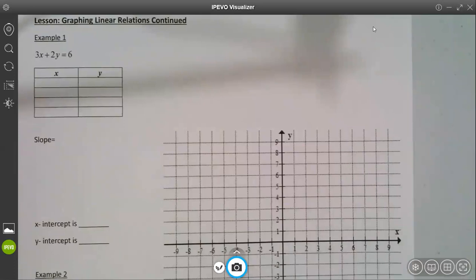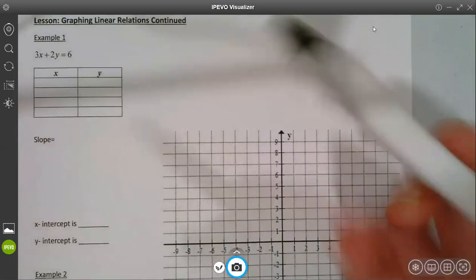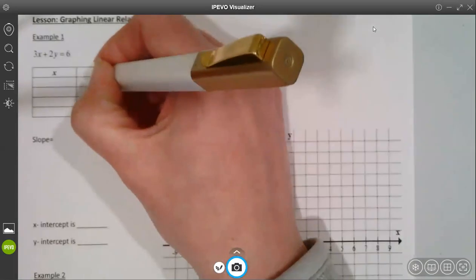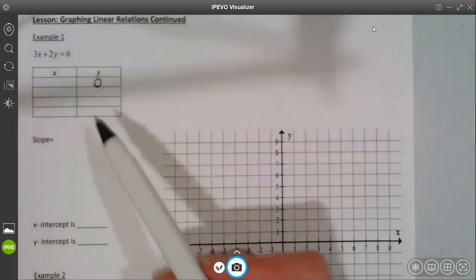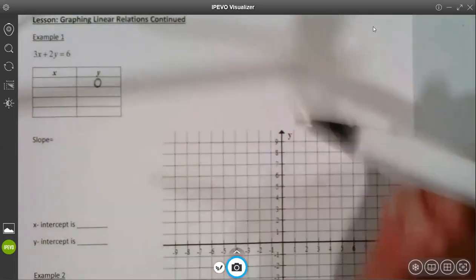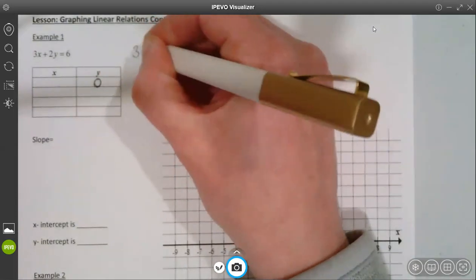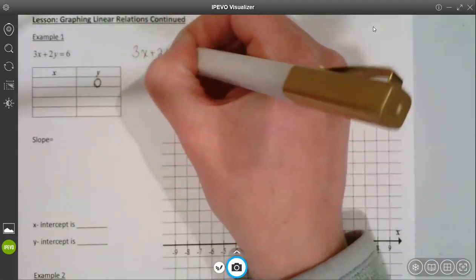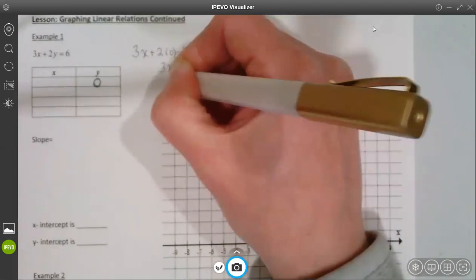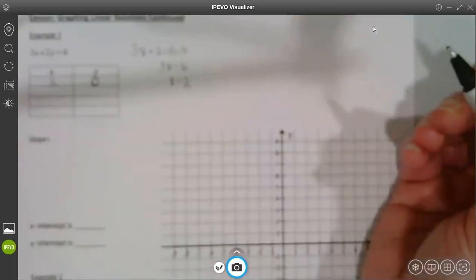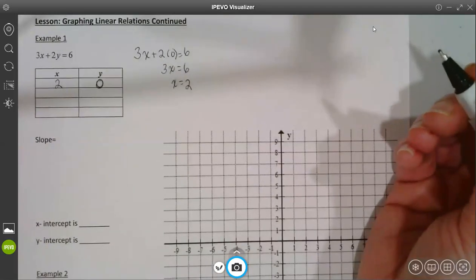We know that when you cross the x-axis, that point is called the X-intercept. And at that point, the y-coordinate is equal to 0. So to find the X-intercept, I need to find what is the x value when y is equal to 0. So I'm going to substitute that into my equation. I'm going to clean this up. So 3x equals 6, so x is equal to 2. So the ordered pair will be 2, 0.